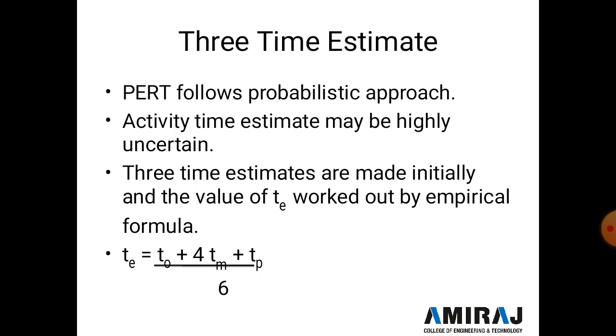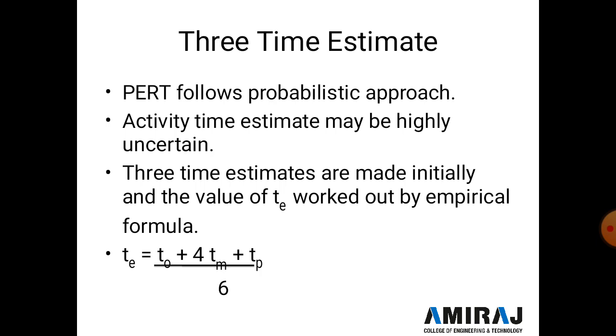Now the three time estimate. PERT follows the probabilistic approach, meaning probable time. Probable is not a final value. It's a probable value, it may be higher or lower, etc. So activity time estimates may be highly uncertain, and three time estimates are made initially, and the value of T is worked out by the empirical formula.